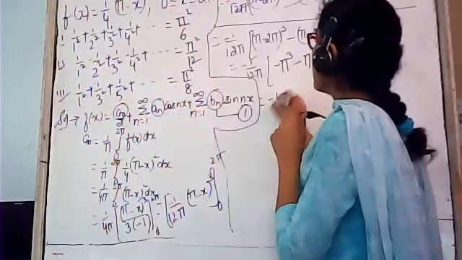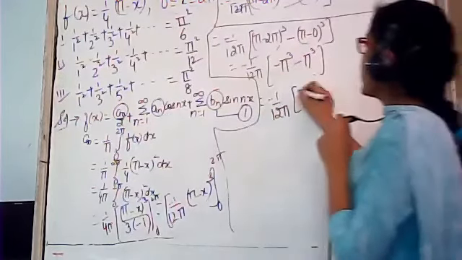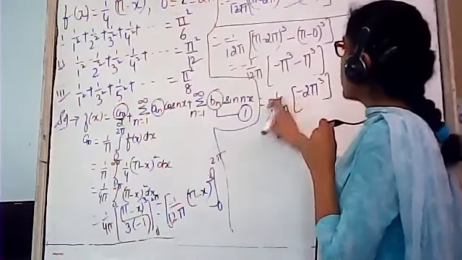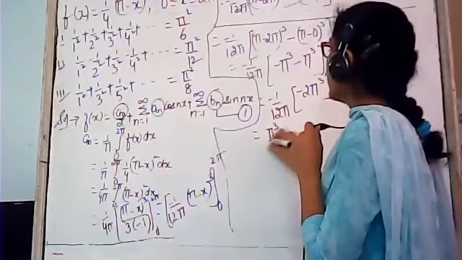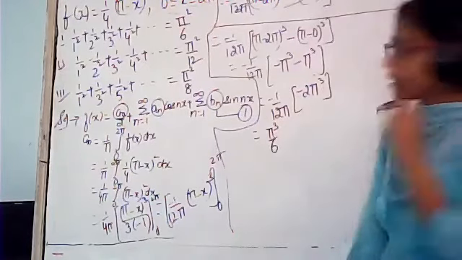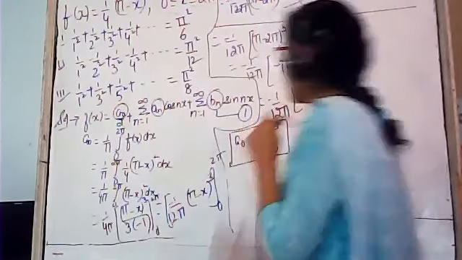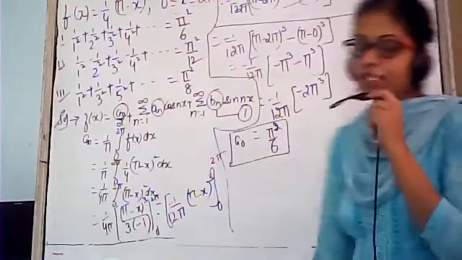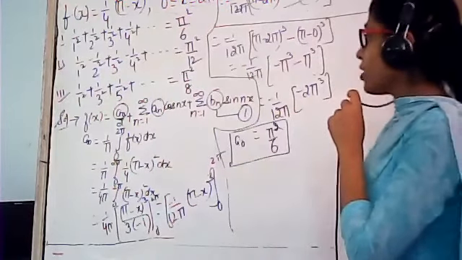This is equal to minus 1 upon 12 pi. Minus pi the cube minus pi the cube will be equal to minus 2 pi the cube. It will cancel out, minus and minus will be plus. It will be equal to pi cube by 6. Okay, so this is the final value of A naught. A student asks: ma'am, won't pi square come? Yes, one pi will also cancel. It will be equal to pi square by 6. So this is the final value of A naught.